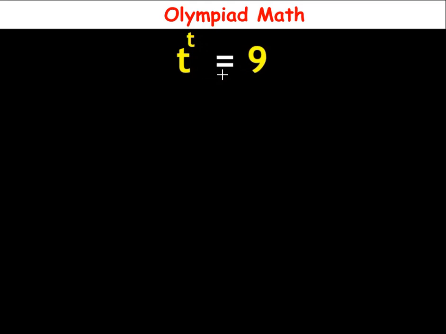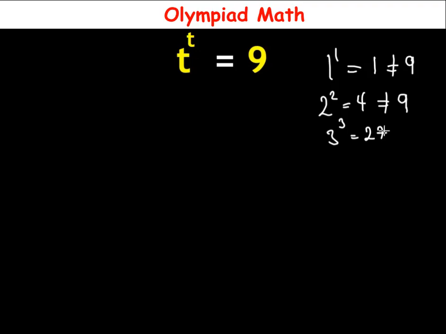Now, in this sense, we need to look for a particular number that, once raised to that same number, will give us 9. Take for instance, if you have 1 raised to the power 1, this is equal to 1, and this is not equal to 9. If we try 2 to the power of 2, it is equal to 4, and 4 is not equal to 9. Moving on, if we try 3 to the power of 3, it is equal to 27, and 27 is also not equal to 9.